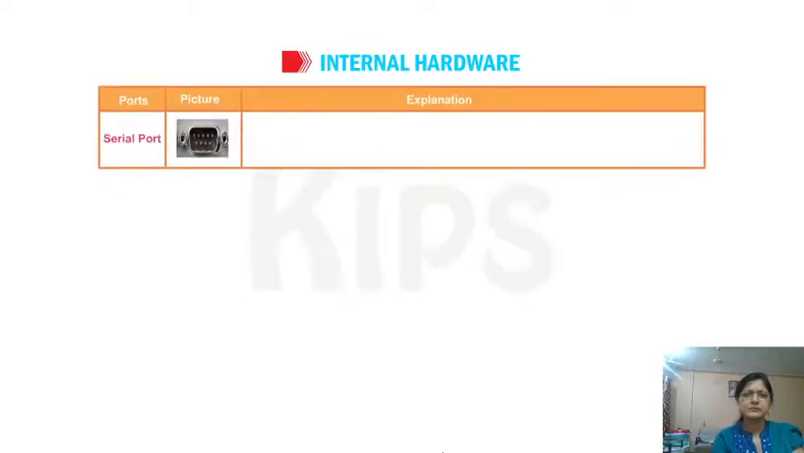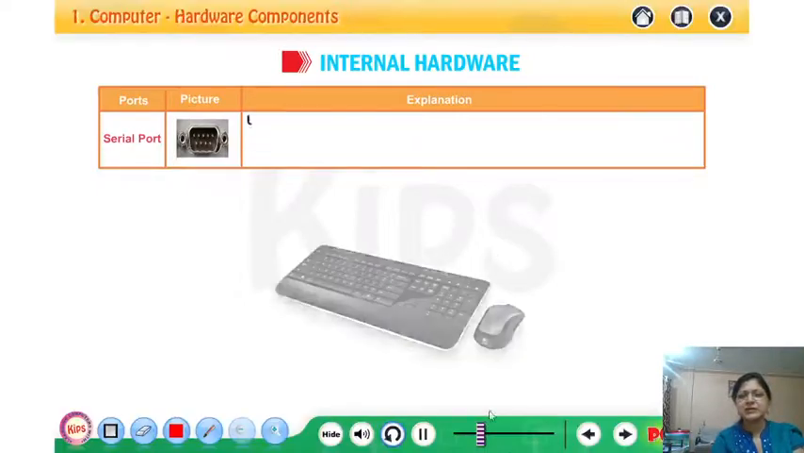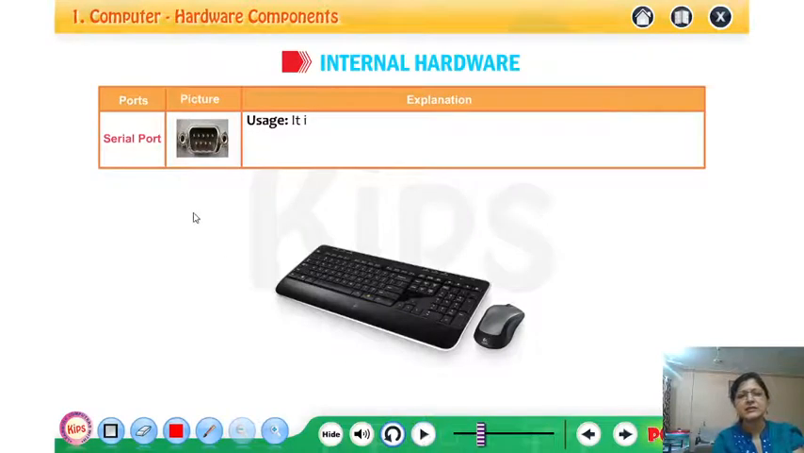Ports: serial port, picture, explanation. It transmits data 1 bit at a time over a single wire. So basically, this is a serial port over here. It transfers data only a single bit at a time.